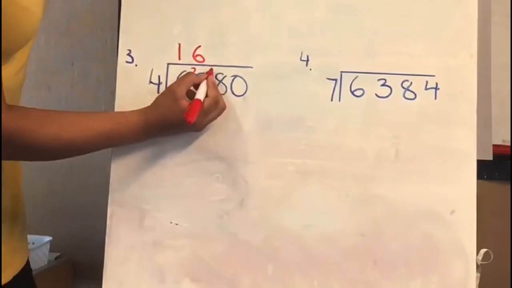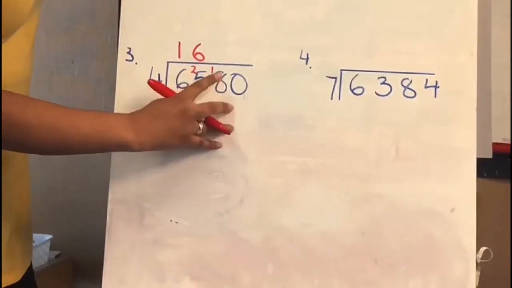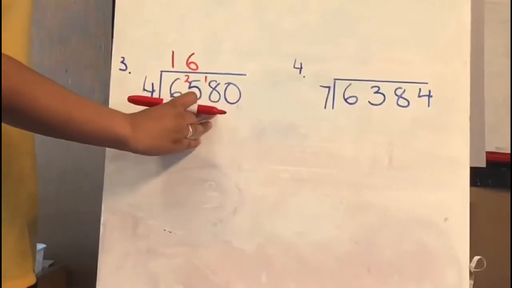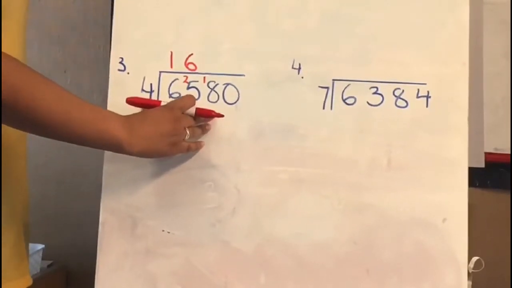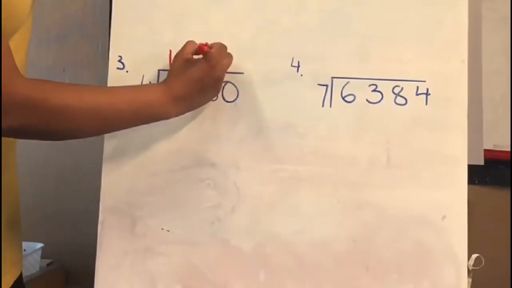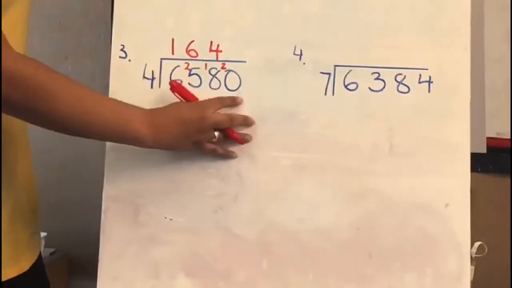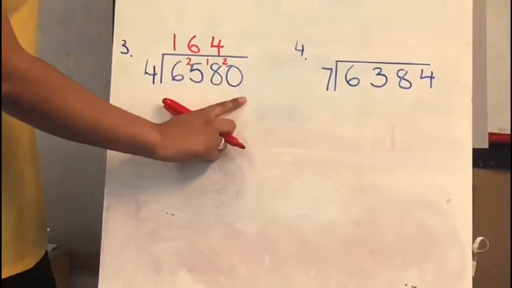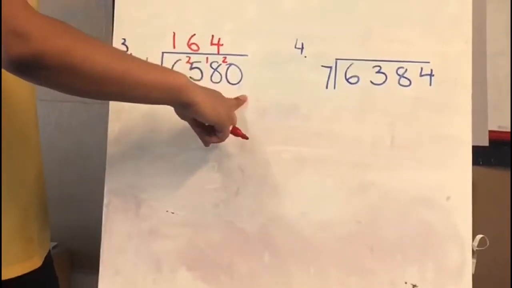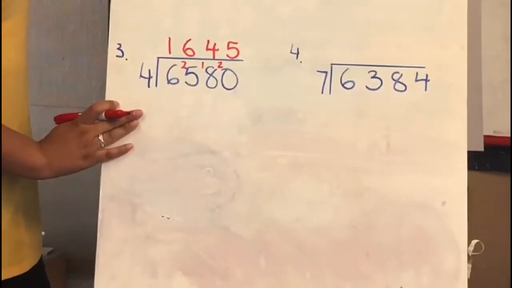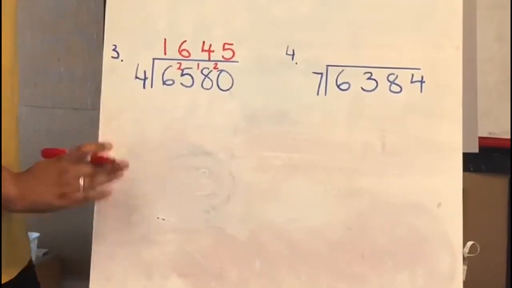So my remainder goes down here and the 8 becomes 18. How many 4's go into 18? Again, using my knowledge of my 4 times tables, I know 4 times 4 is 16. So I know 4 go up here and I have 2 remainder. That 0 becomes 20. How many 4's go into 20? Using my knowledge of my 4 times tables, 4 times 5 is 20. So 5 goes up here. And my answer is 1,645.